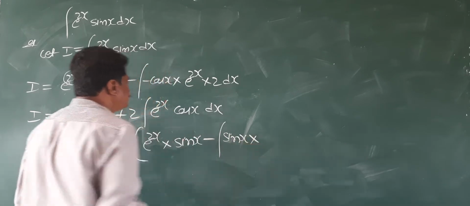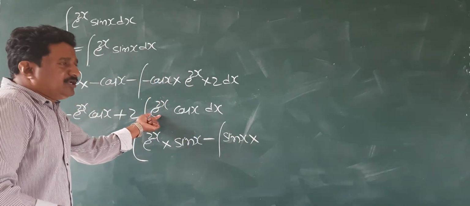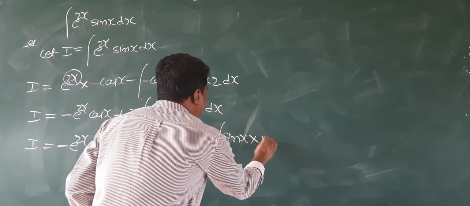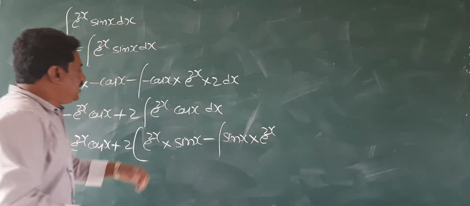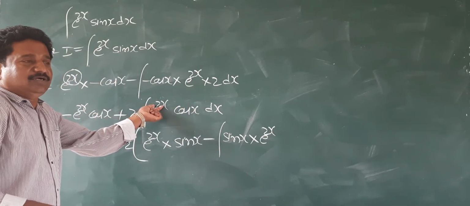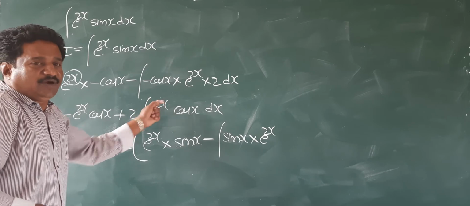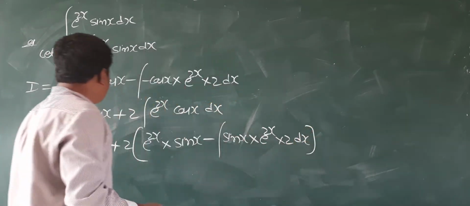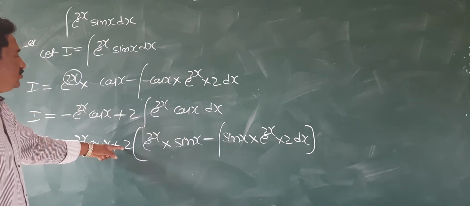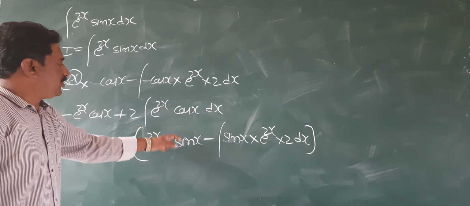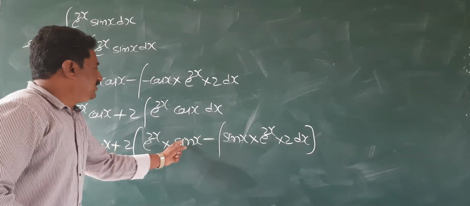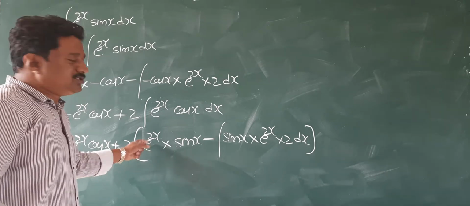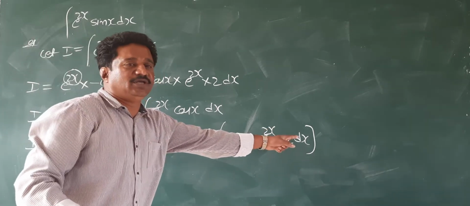Sin x into differentiation of first. Differentiation of e power 2x is e power 2x. Again differentiate this power: differentiation of 2x is 2. Write that constant outside. First into integration of cos is sin, minus, carry that sign as it is inside. Differentiate the first one. Differentiation of e power 2x is e power 2x into 2 dx.